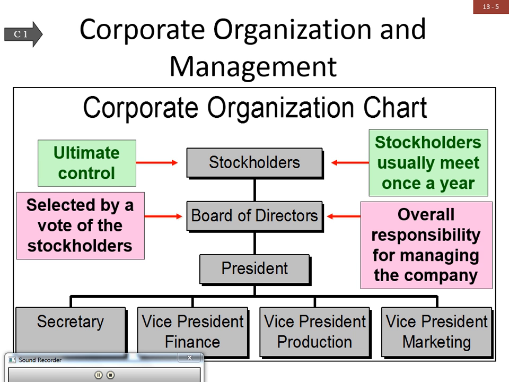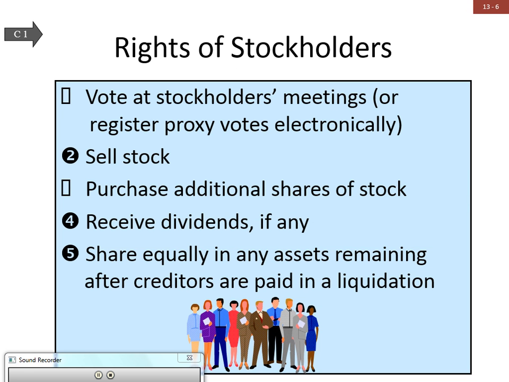wants them to do. So here's some rights for stockholders. They can vote at the meetings, which is very important. And we're going to get into what type of stock you need to have in order to actually be able to vote, because every stockholder does not have the right to vote. There are classes of stock.